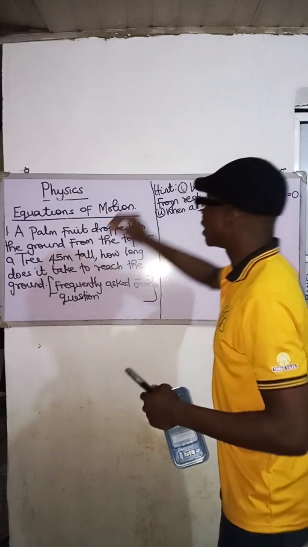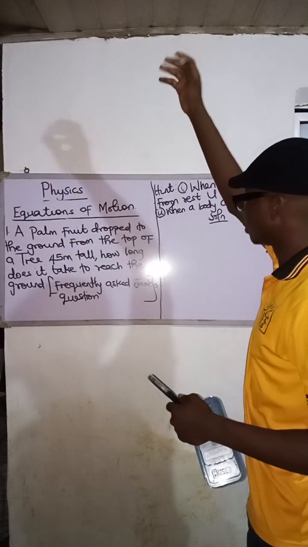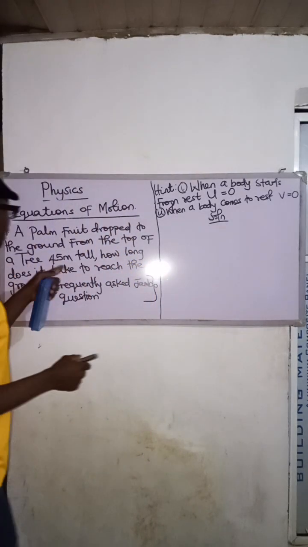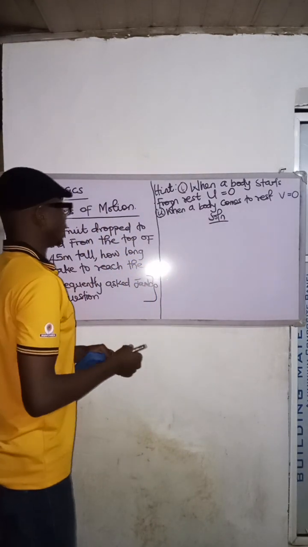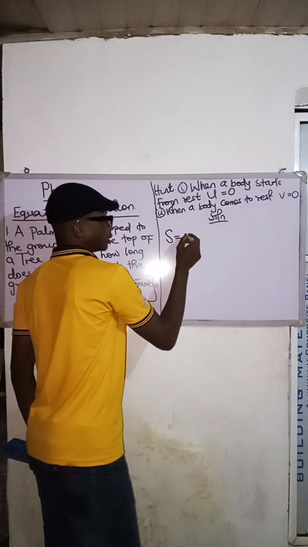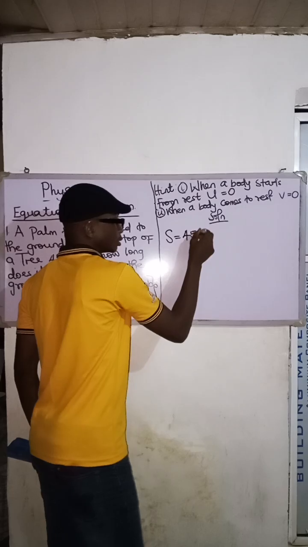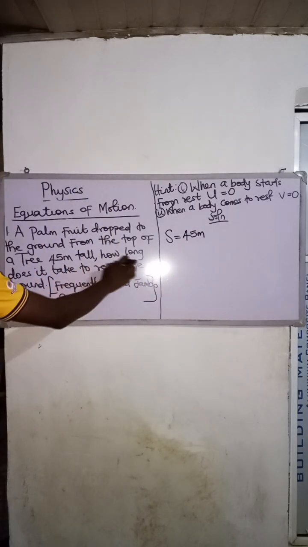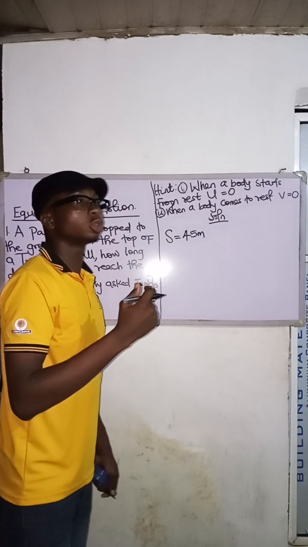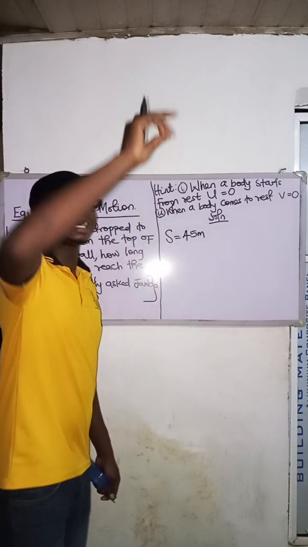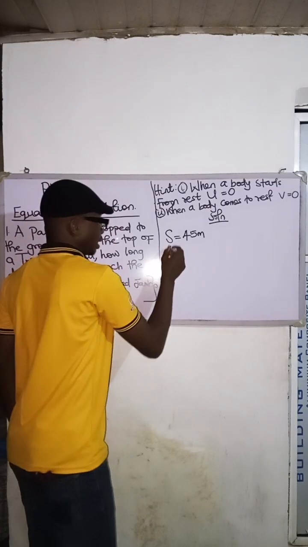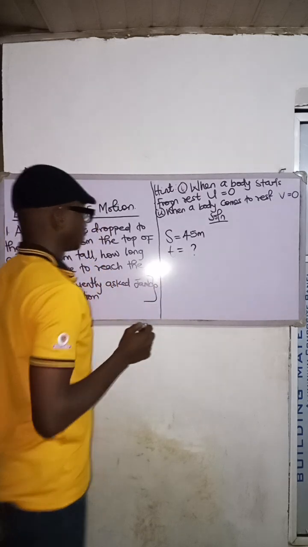Looking at this question, it says a palm fruit that is on the tree. They give us the length of the tree. They say the tree is 45 meters tall, which means the length of the tree, we can call the length, in this case, S. We call it 45 meters tall. How long does it take? They're asking us how long. How long talks about the time taken for that fruit that is on the tree to fall down to the ground. How long, which is time. They're asking us to calculate for time.